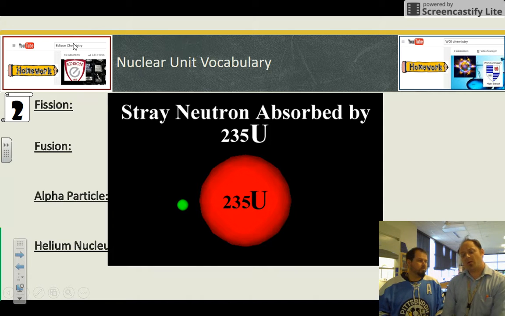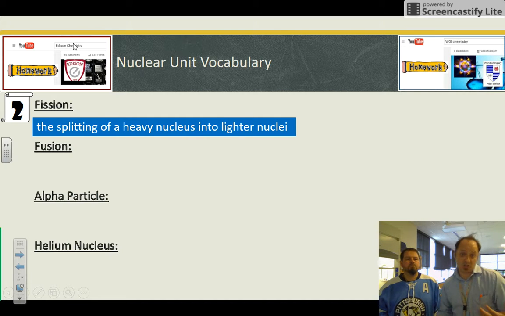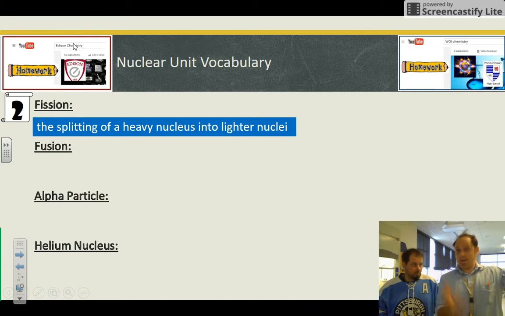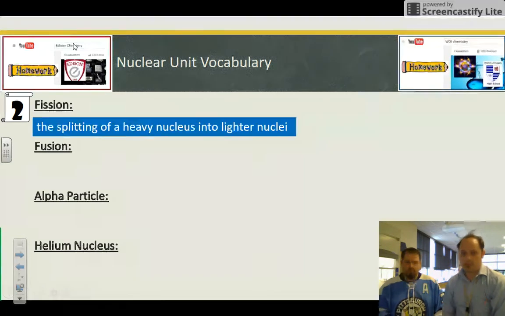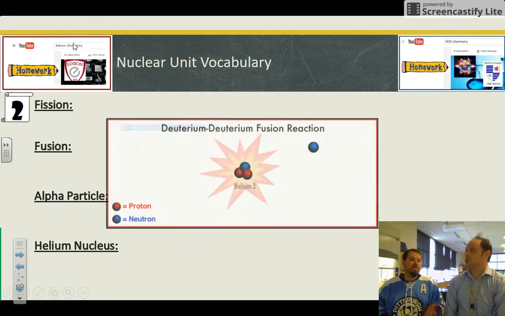The important thing to remember is that fission is when a heavy nucleus splits into lighter nuclei. Maybe 2, maybe 3, maybe 4. A big heavy atom that's unstable breaks apart into smaller atoms that are more stable. It literally gets cut by something else. And if we aren't so good with fission, we can use fusion.